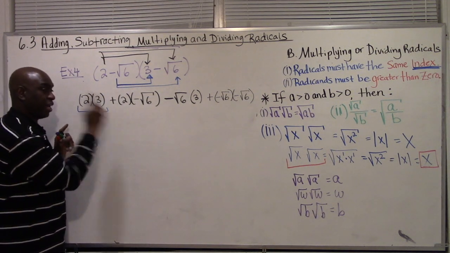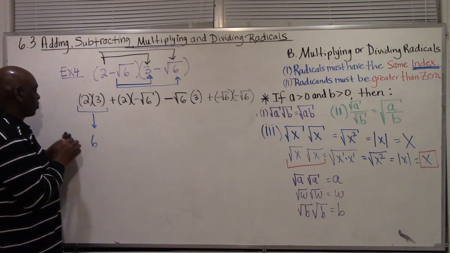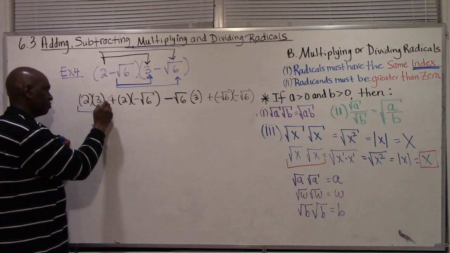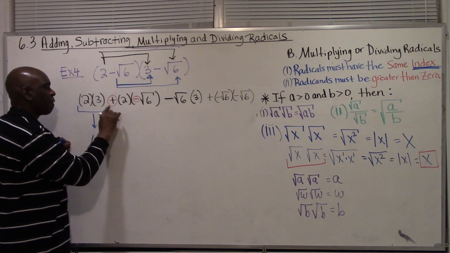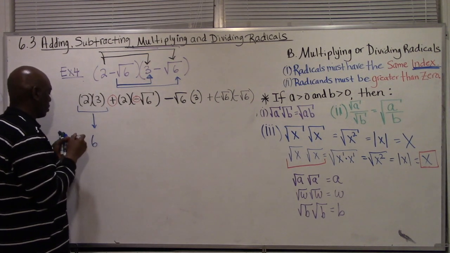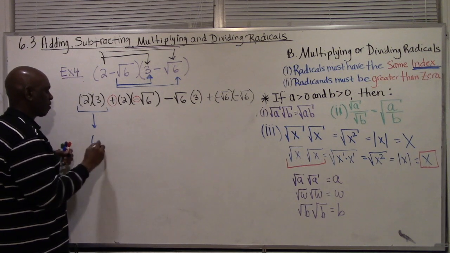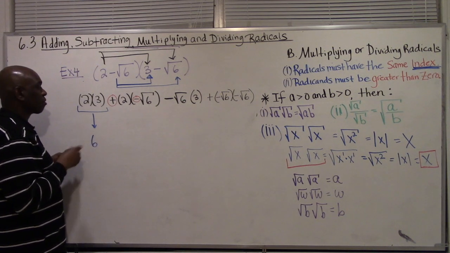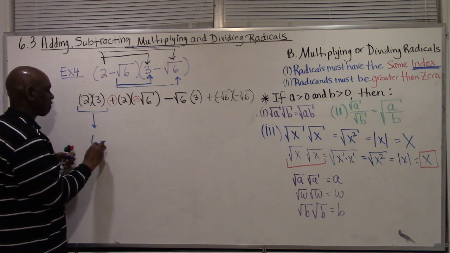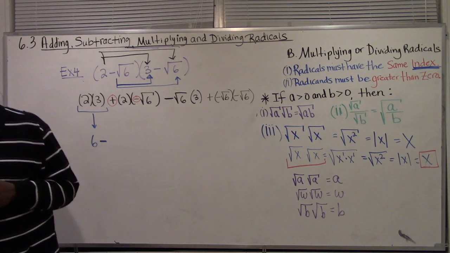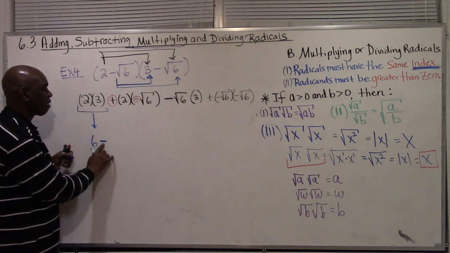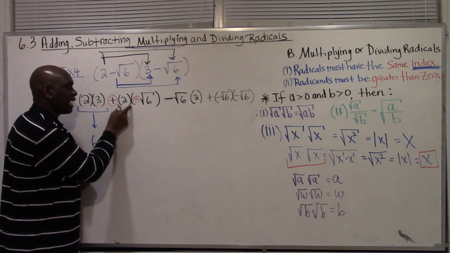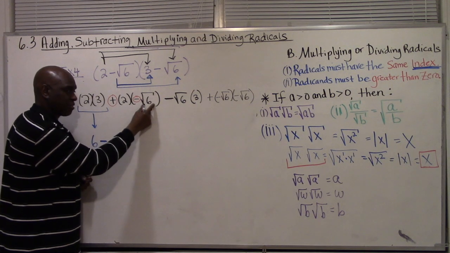In this case, here's what I was talking about. You see this plus 2? You see this negative radical 6? Positive times negative is going to give me a negative, a minus sign. A minus right here. Ladies and gentlemen, do not multiply 2 times radical 6.